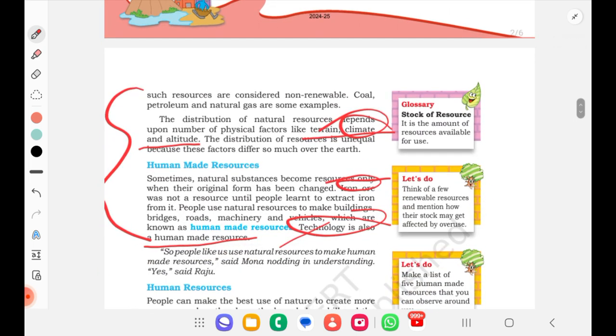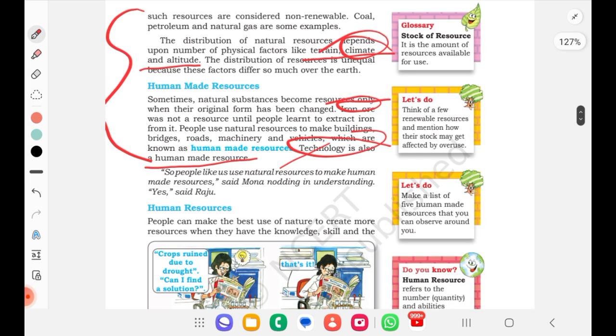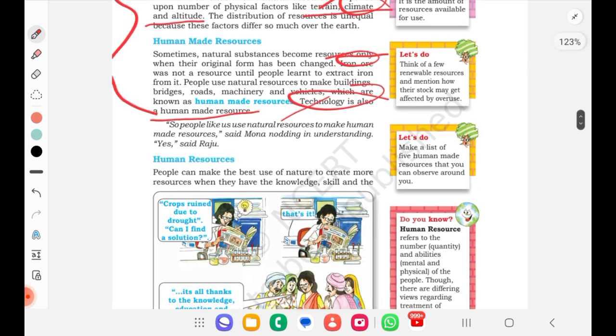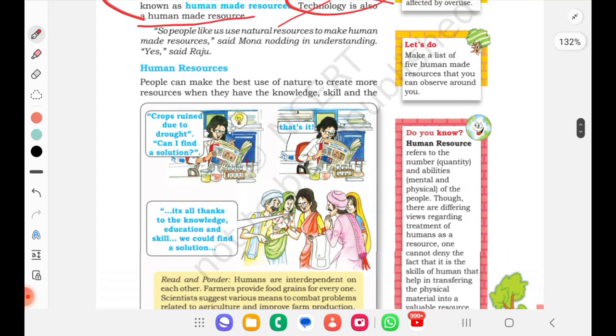Some can't be used directly, like iron ore. We have to extract iron and then use it. Even technology is man-made. People like us use natural resources to make human-made resources, said Mona, nodding in understanding. Yes, said Raju. Okay, I'll just read till here because it is less. Then we'll go for the next para.